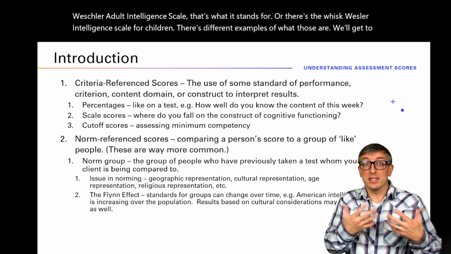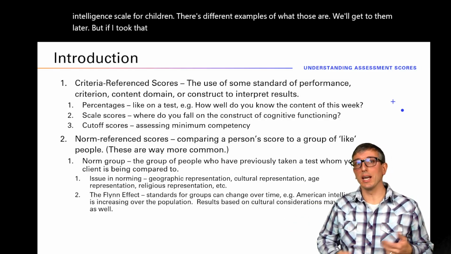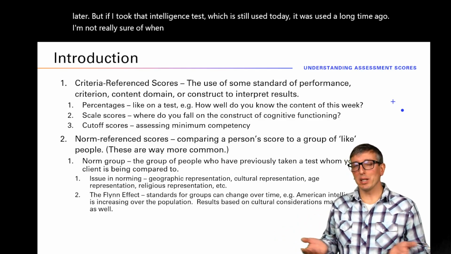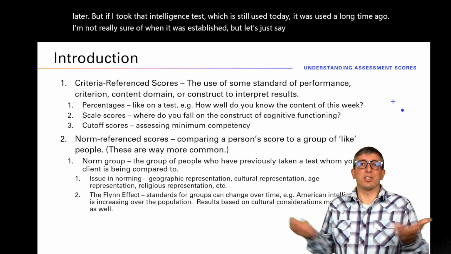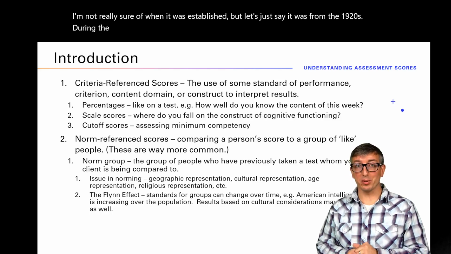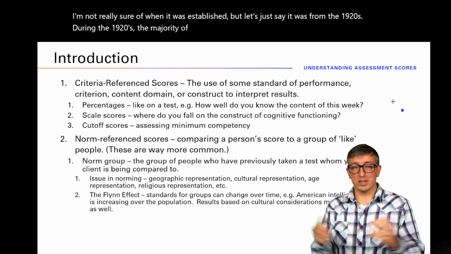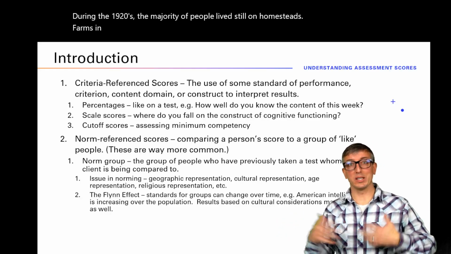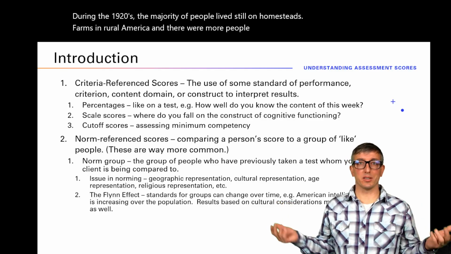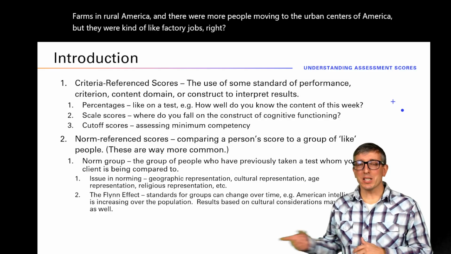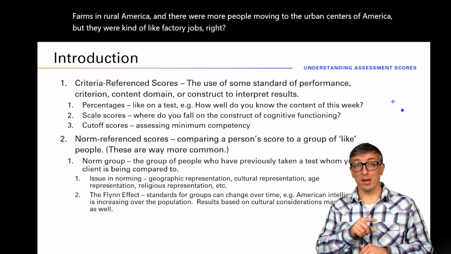But if I took that intelligence test, which is still used today, it was used a long time ago. I'm not really sure when it was established. But let's just say it was from the 1920s. During the 1920s, the majority of people still lived on homesteads and farms in rural America. And there were more people moving to the urban centers of America, but they were kind of factory jobs, right?